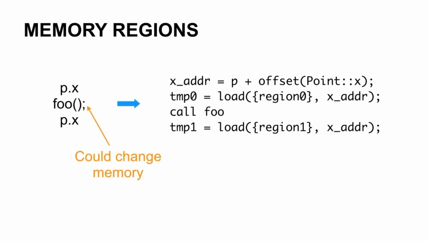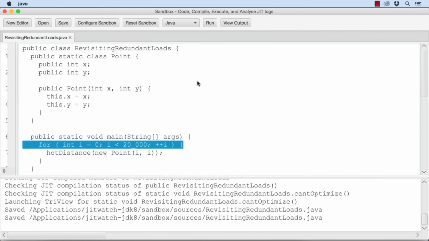And this is starting to get at the heart of the problem of what was wrong with our ArrayList example. Why it's not written in the naive way that we think it should be. Because calls can be a challenge for a compiler. Let me show you. Again, we'll use JITWatch's sandbox mode, this time looking at the revisiting redundant loads example. As with the example before, we have a class Point with members x and y.